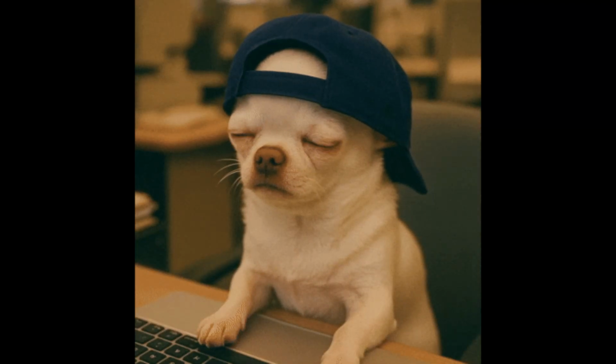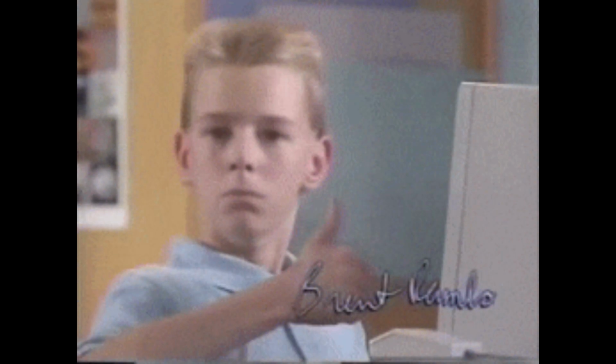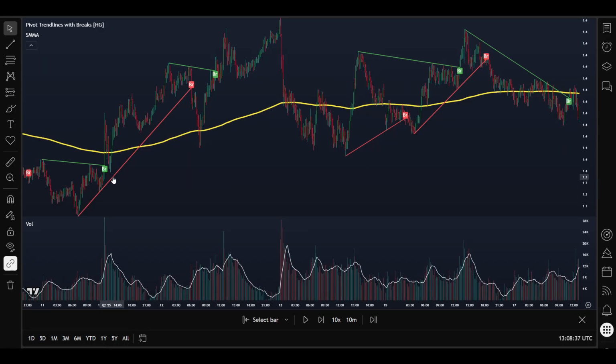Give me a few minutes and I'll show you a clean, rules-based way to trade objective trendline breaks without messy drawing or second guessing. We'll use Pivot Trend Lines with Breaks to auto-plot lines and mark the exact break, a 200-period smoothed moving average to keep us aligned with the dominant trend, and classic volume with a moving average to confirm participation so we are not chasing thin moves.